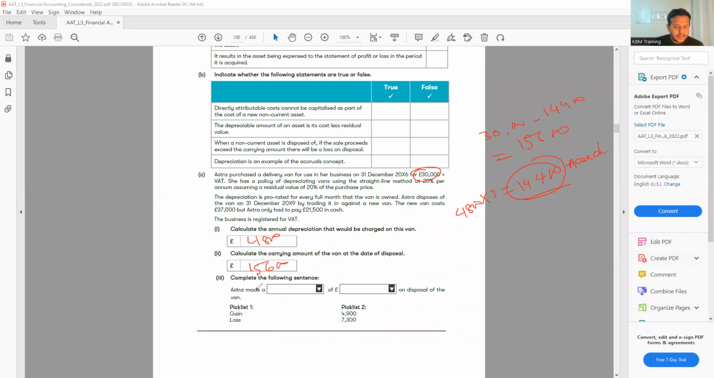And that's it. Complete the following sentence: Astra made a gain or profit. You need to say that. Estimate gain or loss. So how much is the carrying value? It is 15,600. And the selling price, let's have a look how much it is. 37,000, and I have to pay 21,500. So the difference is the selling price: 37,000 minus 21,500 gives me the selling price of 15,500.